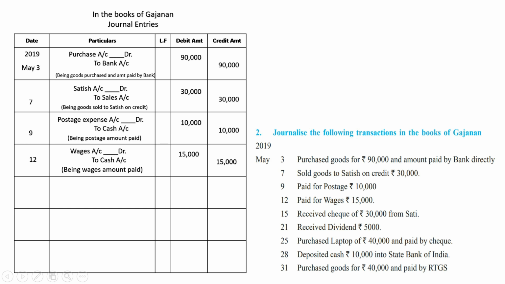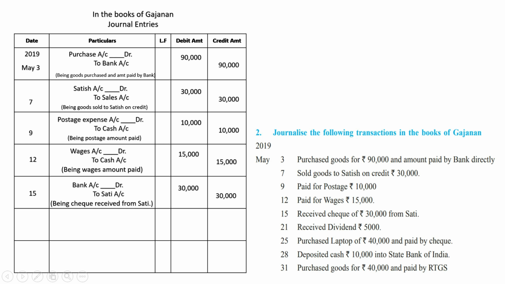From whom you got the money? From Satish. Sati or Satish, he is the name of the person. Debit the receiver, credit the giver. In this case, Sati is the giver of the money. So you will write Sati on credit side. So you got both the sides. Bank account debit to Sati account. Okay. Being cheque received from Sati, 30,000, 30,000.